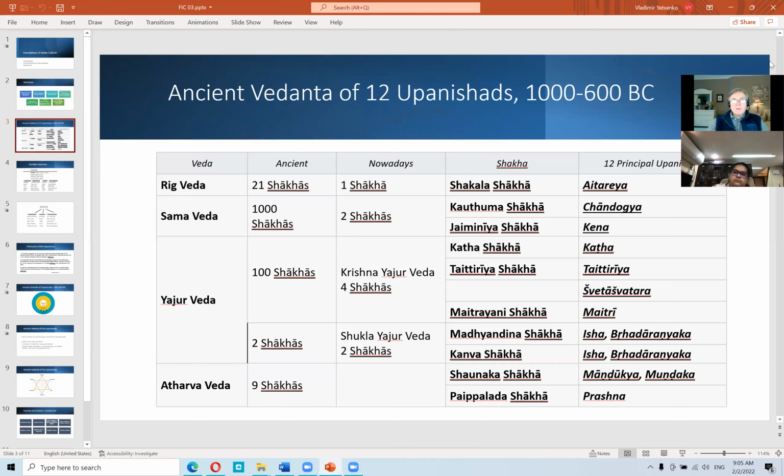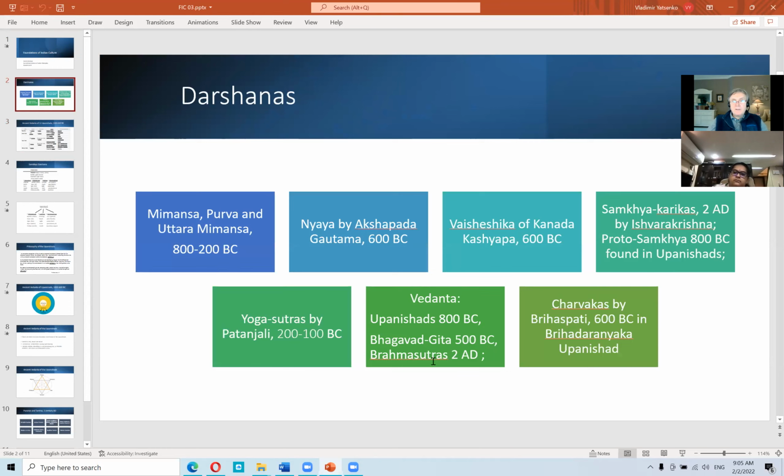And I wanted to give you the sense of what is the Vedanta. Vedanta is fundamental for Indian philosophy. Yoga Sutras also, but Vedanta is even more.